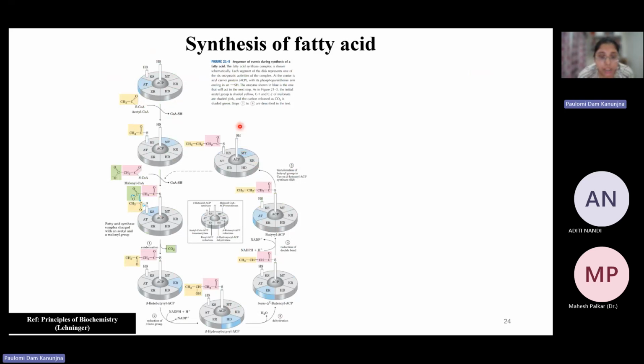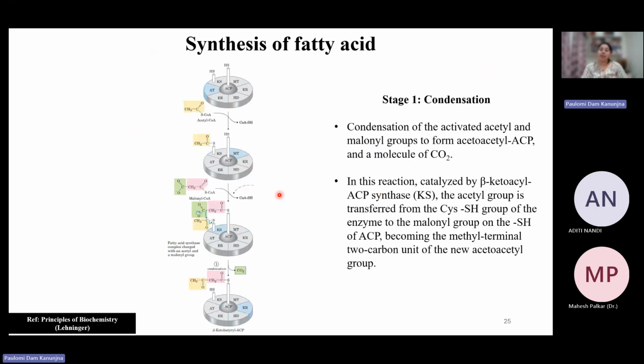Now, this is the overall figure. I don't want to explain from here because it makes it more complicated to understand. But we've already looked into the 4 steps together, right? So we'll quickly take a look into these steps individually. We know the first step is condensation, which is removal of CO2. So this is the first step here, if you see.